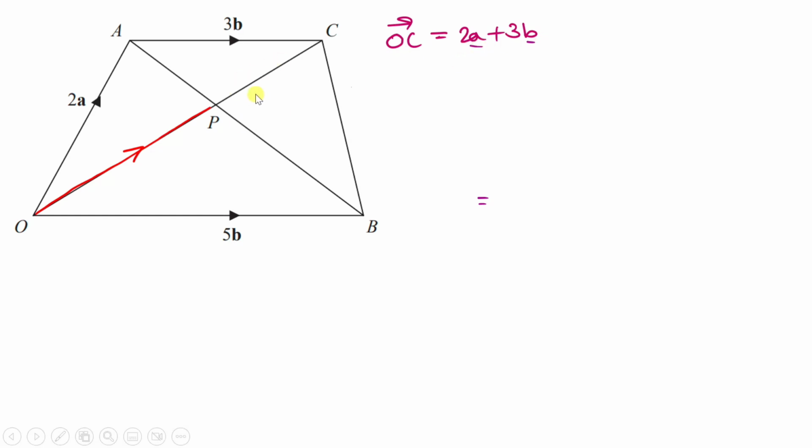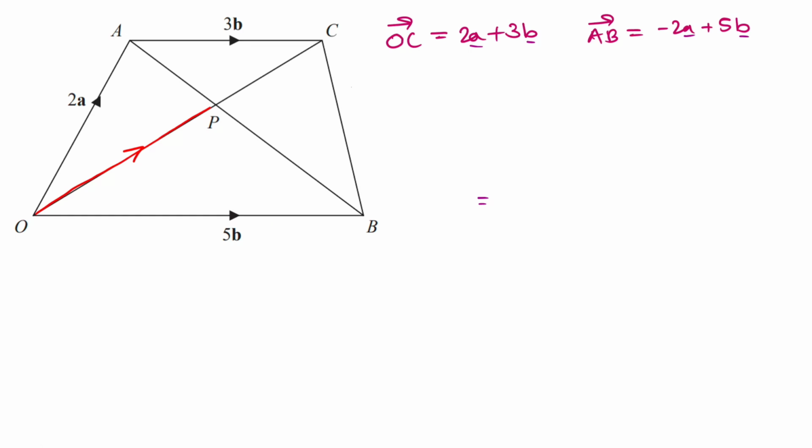Now, for these kinds of questions, you always need to find something else that crosses P. So your only option is to find A to B. Now A to B means you're going to go back 2A, so minus 2A plus 5B. So that's the other equation.